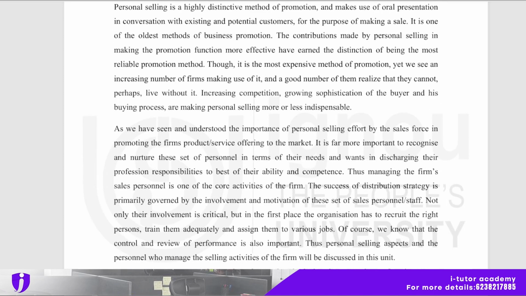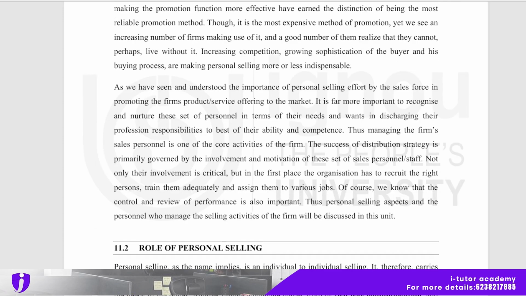The contribution made by personal selling in making the promotion function more effective has earned the distinction of being the most reliable promotion method. Though it is the most expensive method of promotion, yet we see an increasing number of firms making use of it, and a good number of them realize that they cannot perhaps live without it. Okay, so it's a demand area.